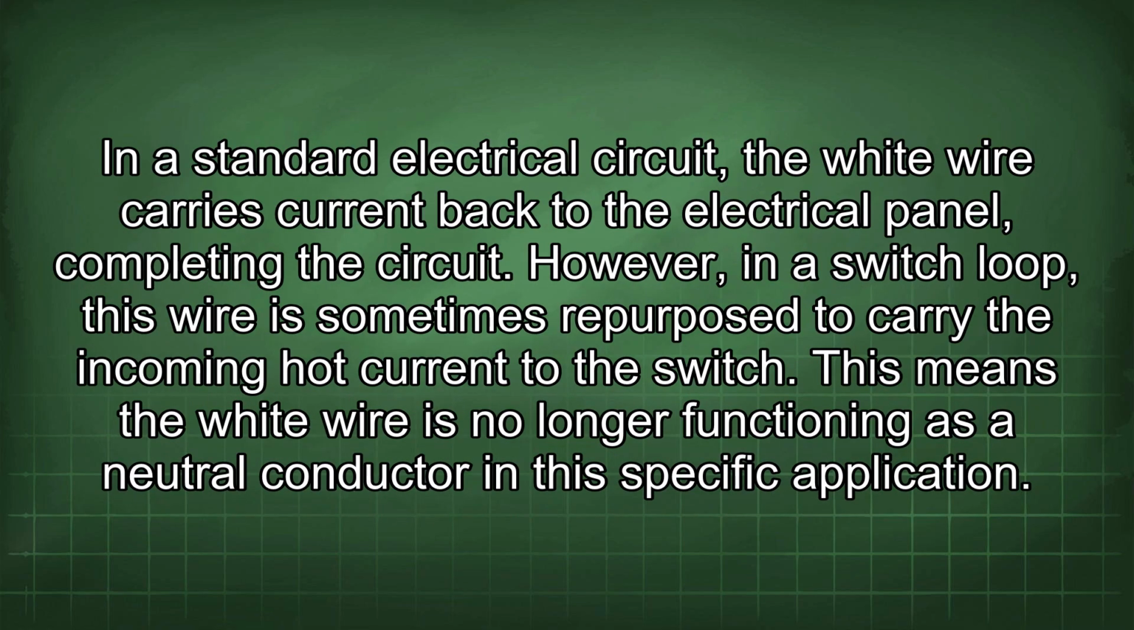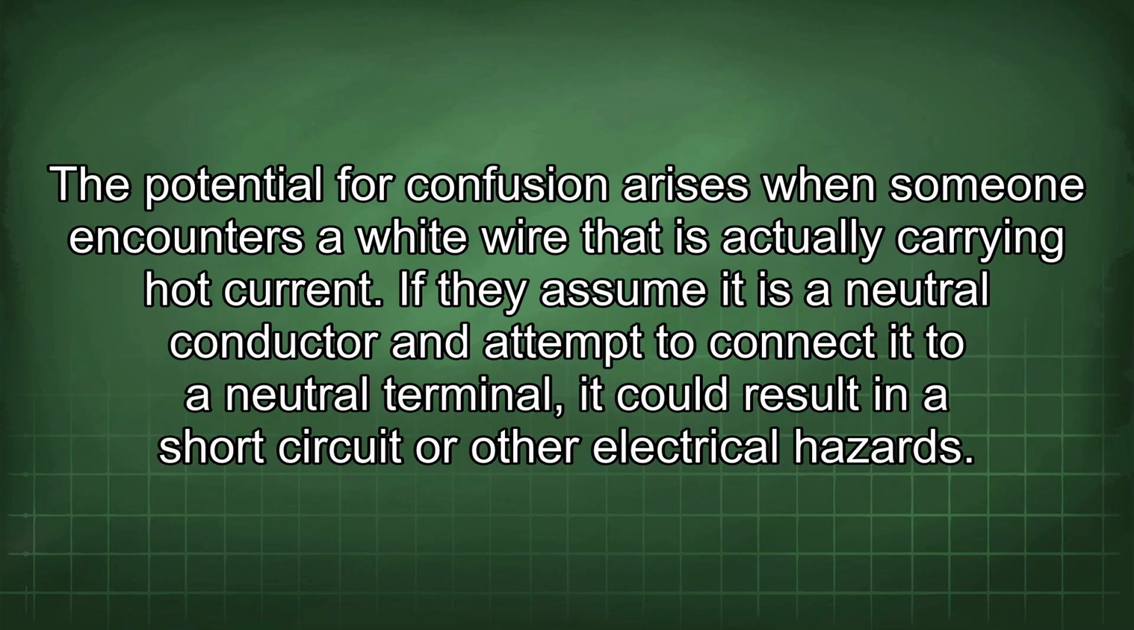In a standard electrical circuit, the white wire carries current back to the electrical panel, completing the circuit. However, in a switch loop, this wire is sometimes repurposed to carry the incoming hot current to the switch. This means the white wire is no longer functioning as a neutral conductor in this specific application. The potential for confusion arises when someone encounters a white wire that is actually carrying hot current. If they assume it is a neutral conductor and attempt to connect it to a neutral terminal, it could result in a short circuit or other electrical hazards.